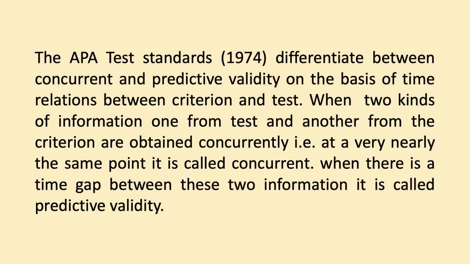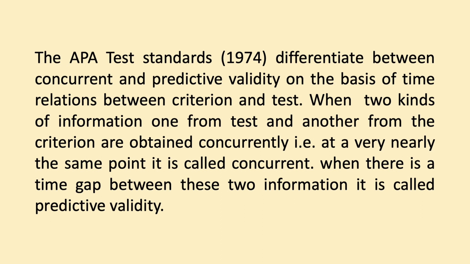So after 2 months, I have seen that your performance is very good. My test was telling you are a fit for that. Now this information came to me after 2 months. Now the criterion is not simultaneous, it is available after a gap of time. This is your predictive validity. Clear? So concurrent if it is available at the same time, predictive if it is available later. So APA test standards in 1974 differentiate between concurrent and predictive validity on the basis of time relations between the criterion and test, which I have told you.